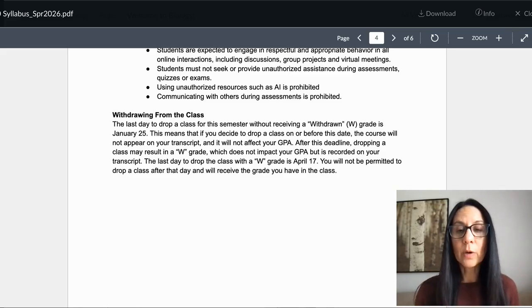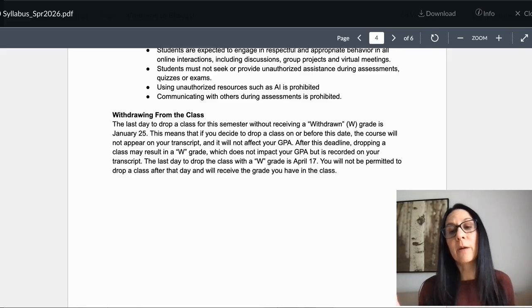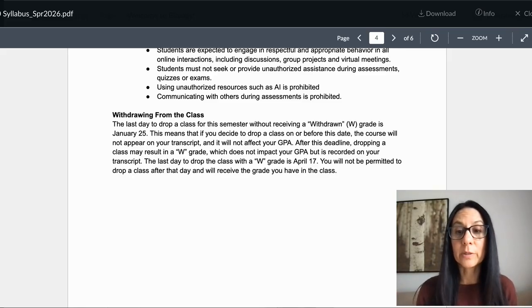without a W on your transcript, you have till January 25th. If you want to withdraw after that, you have until April 17th, but a W will show up on your transcript. If it's after April 17th, then you don't have an option. You can't drop anymore. And now you're just stuck with the grade that you have.